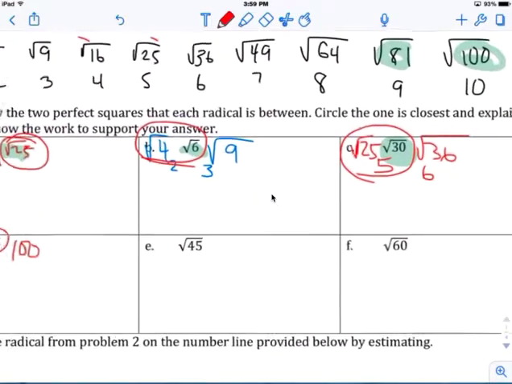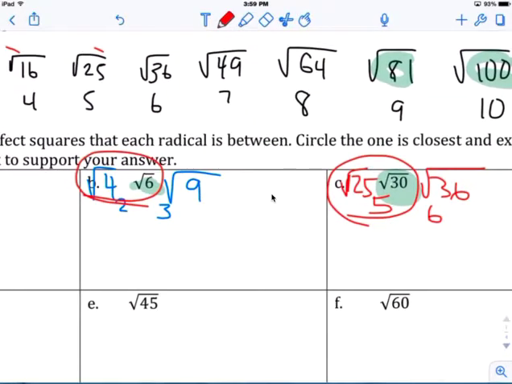Okay? Square root of 45. Square root of 45 is in between 36 and 49. 45 right here. Square root of 36 is in front. 9 away here and 4 away, obviously. It's closer to the square root of 36.